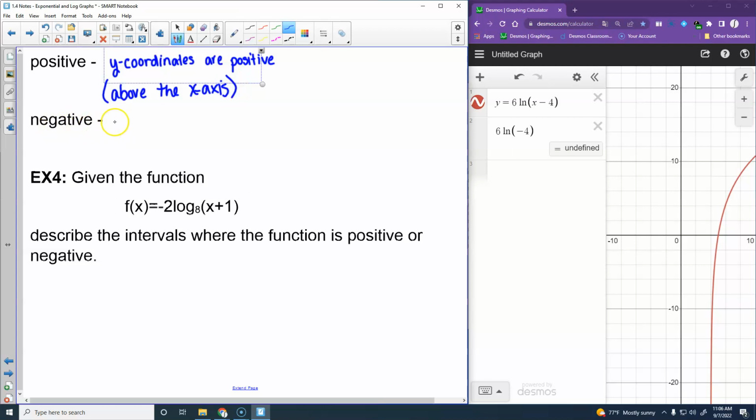Negative, our y coordinates are negative. And so that is going to be below the x-axis.